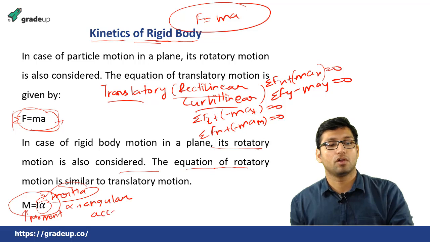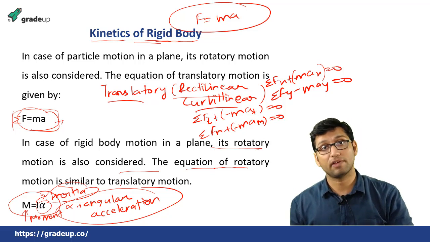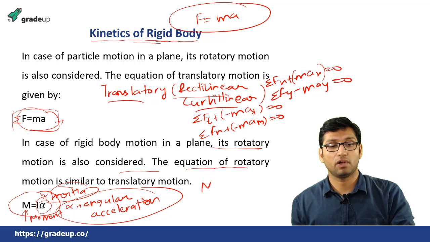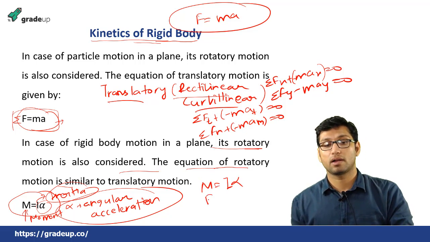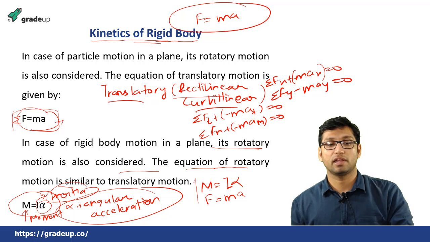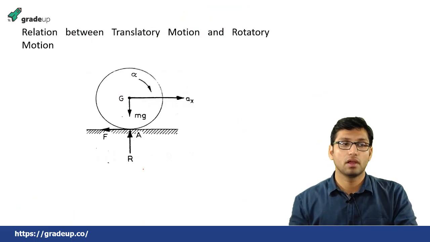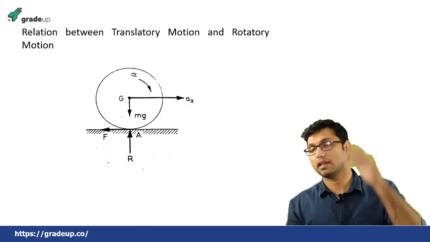So if the body is having rotatory motion along with the translatory motion, the equation will be M equal to I alpha, just as for translatory motion it is equal to m into a. So this is the correlation between translatory motion and rotatory motion. Now let us see what is the relation between translatory and rotatory motion.